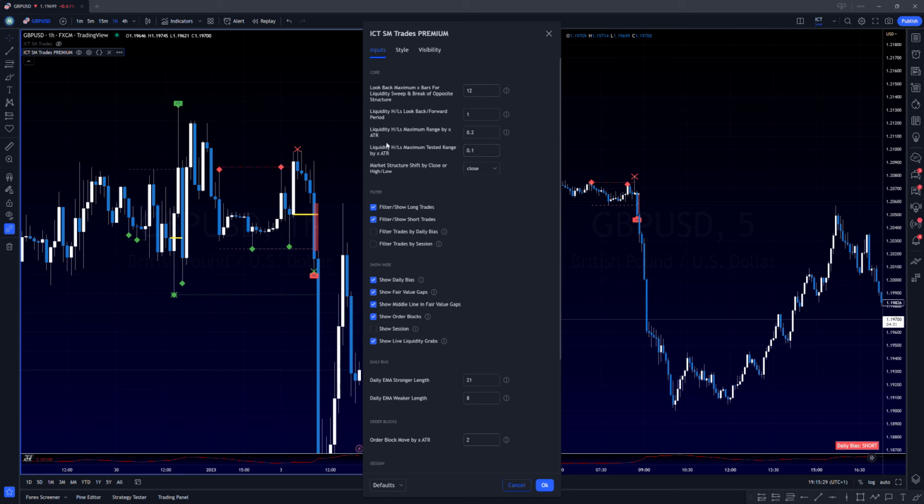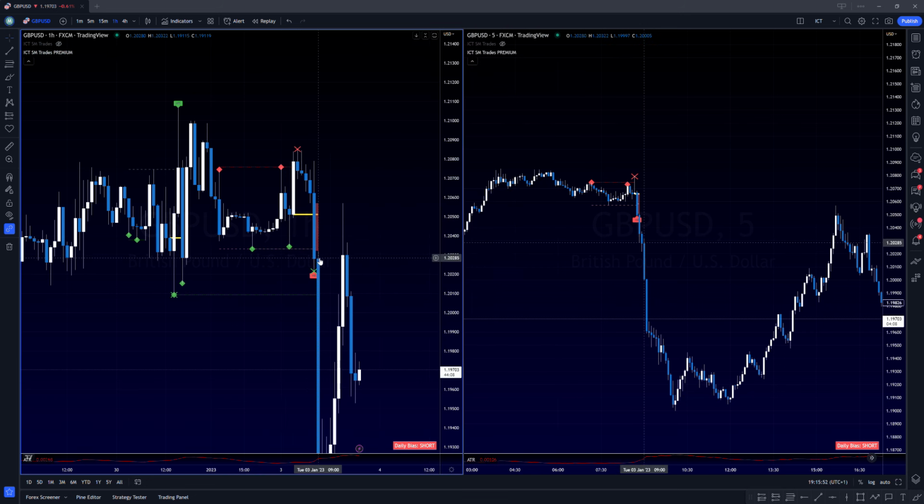Okay, next setting is market structure shift by close or high-low. This means that a market structure shift can happen when the close is below the liquidity, the lowest liquidity point, or it's enough that only the high-low would be below this lowest low of the liquidity. So for example, if this candle would be closed here, but the high is lower, it would print the trade.